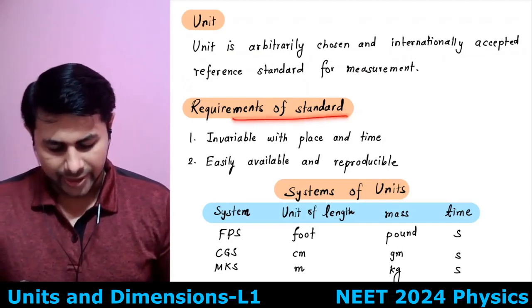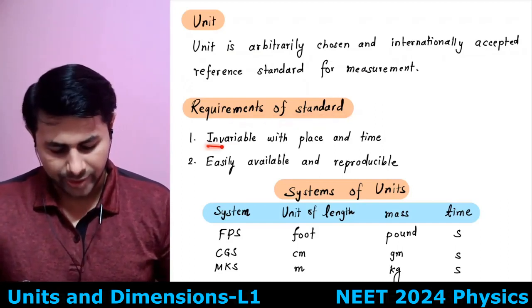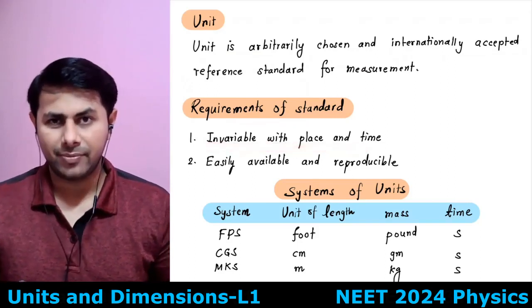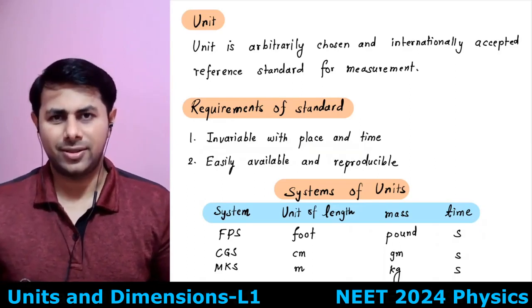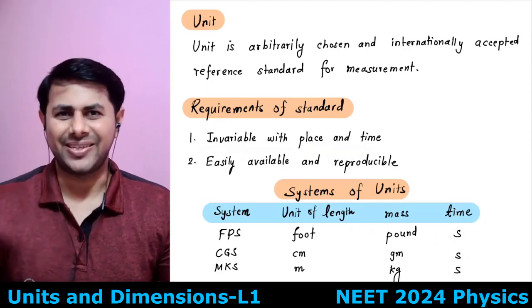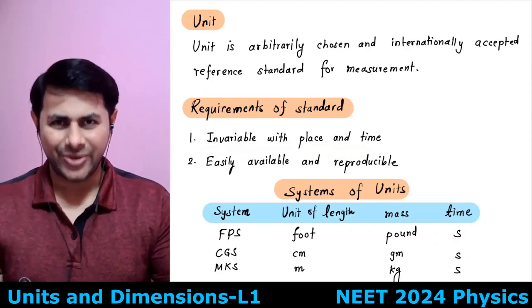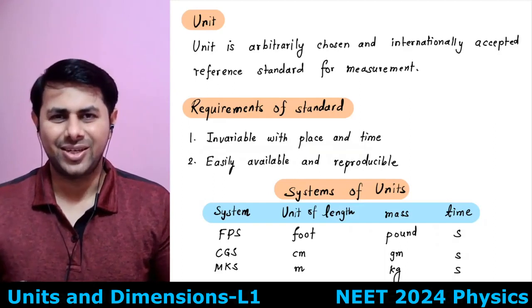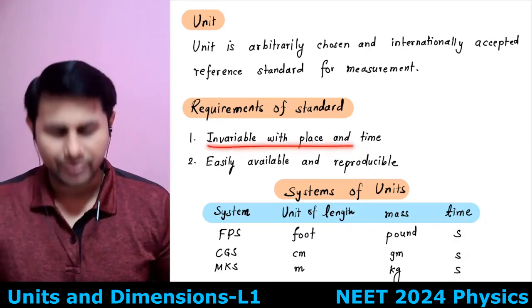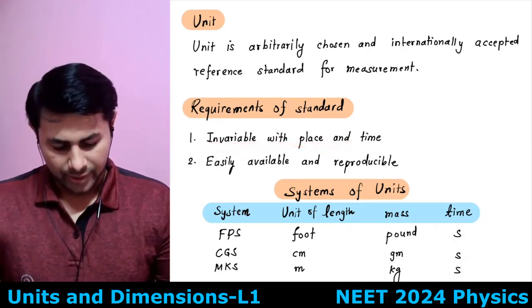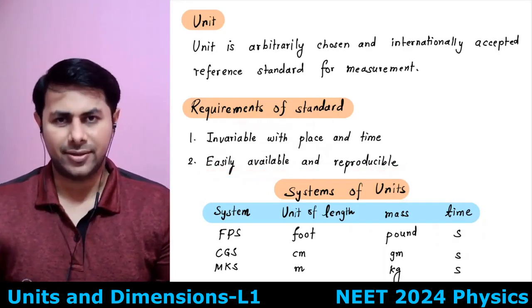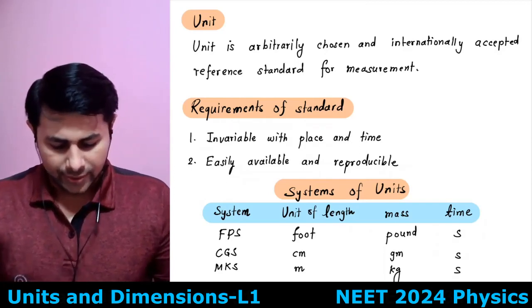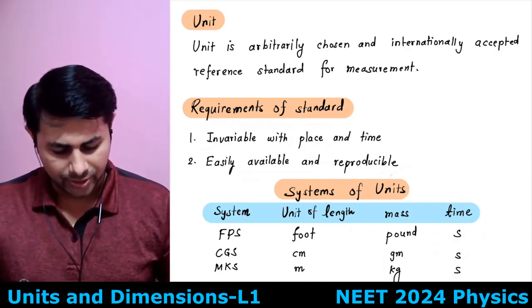Then what are the requirements of this reference standard? It should be invariable with respect to place and time. Let's say I measure my length here and then I come to Chennai and measure my length. I use a tape over here and another tape in Chennai, so it should give me the same reading, right? So it should be invariable with respect to place and time. Then it should be easily available and reproducible. These are the requirements of a standard.